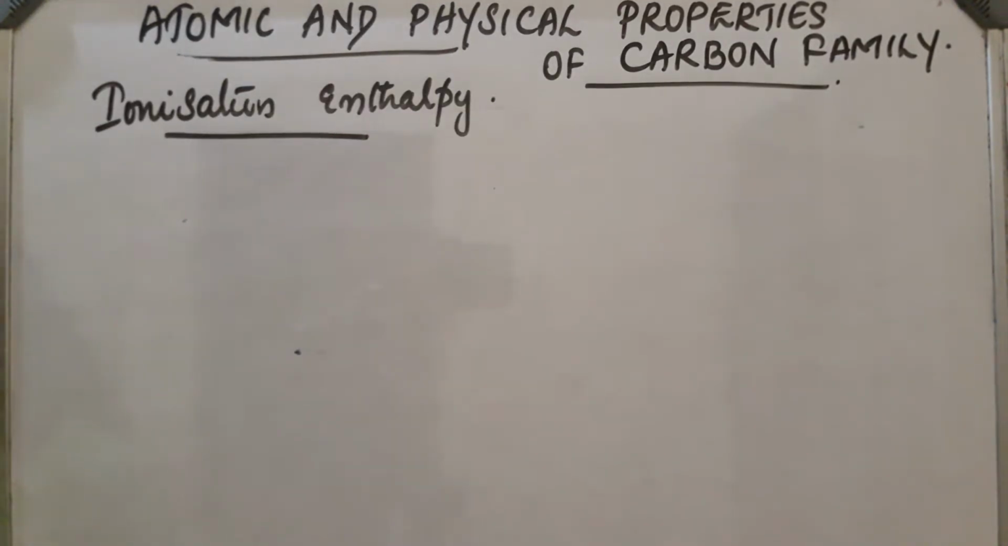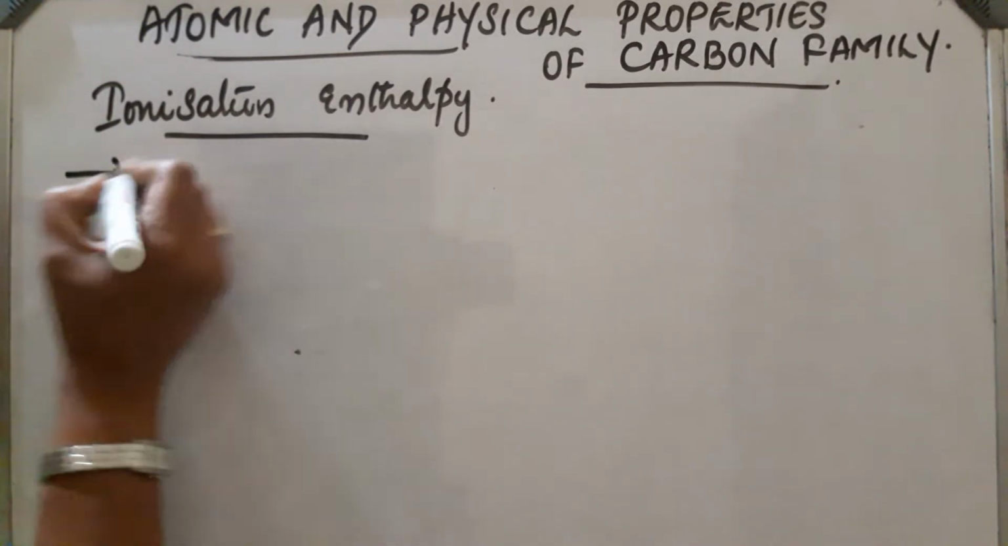Ionization enthalpy. First, ionization energy is higher than group 13 elements or boron family, because these are having higher nuclear charge and size is small compared to group 13. But moving down the group, ionization energy decreases because the size increases.